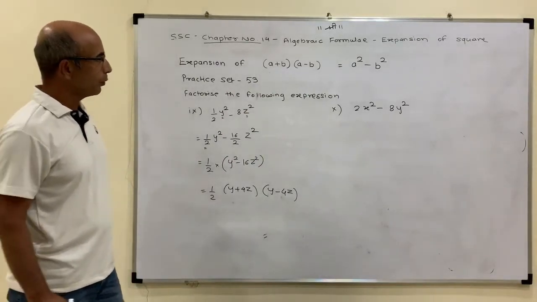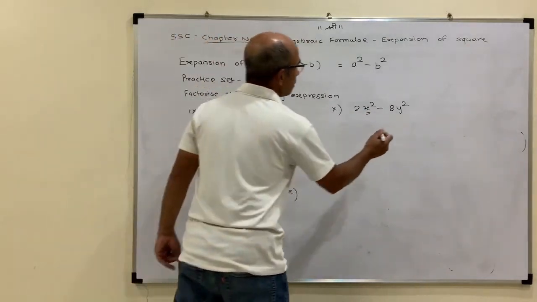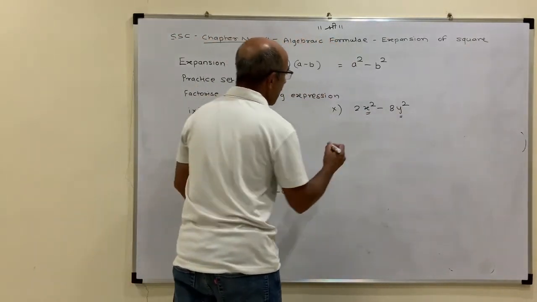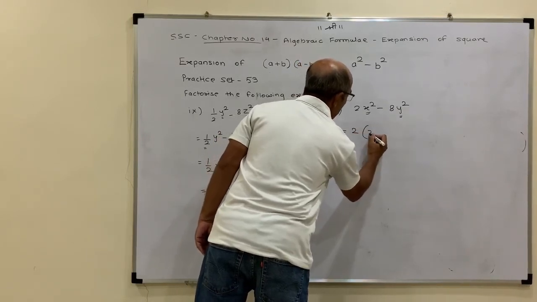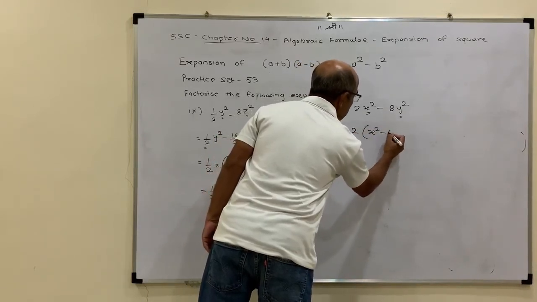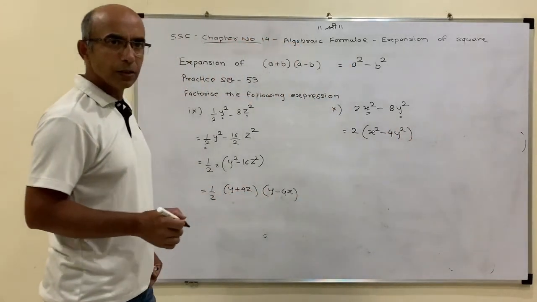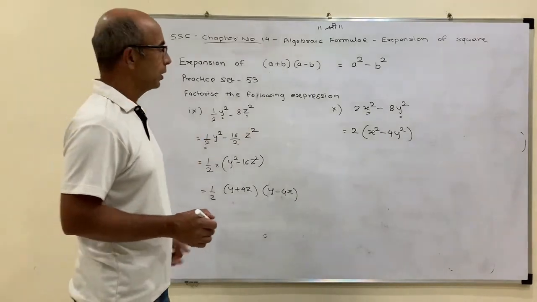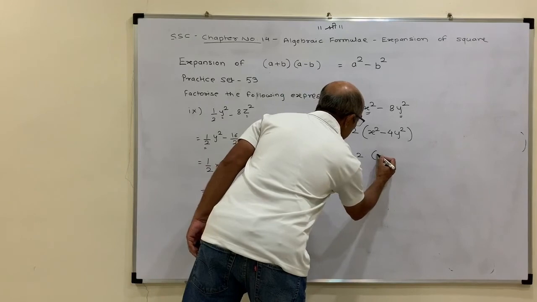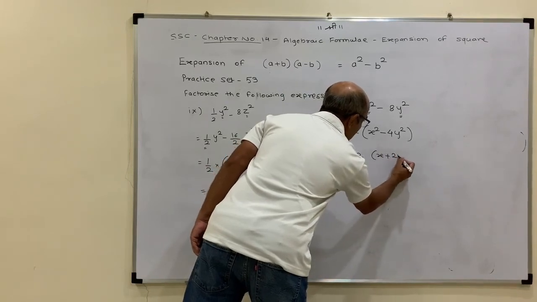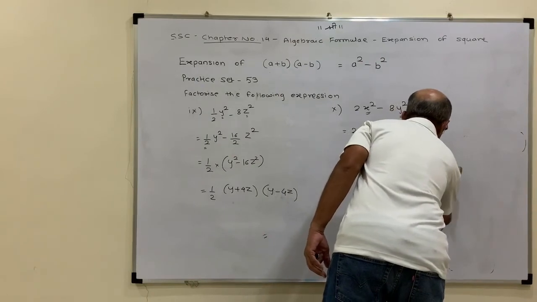Now the tenth one. Here again, x square is a perfect square, y square is a perfect square. Now I am going to take 2 as a common factor. So 2 into (x square minus 4y square), since 8 is 4 into 2. So I have taken 2 out. Now the next step will be 2 into (x plus 2y) into (x minus 2y).